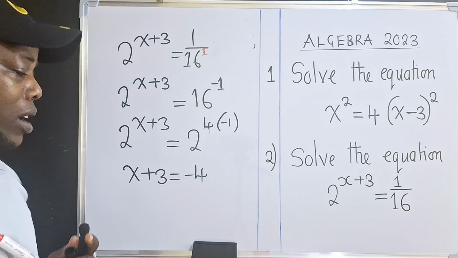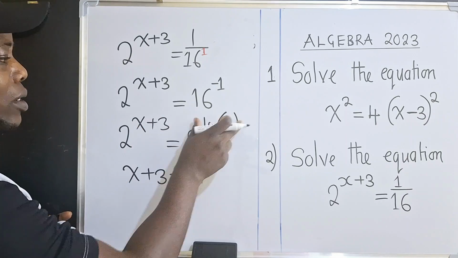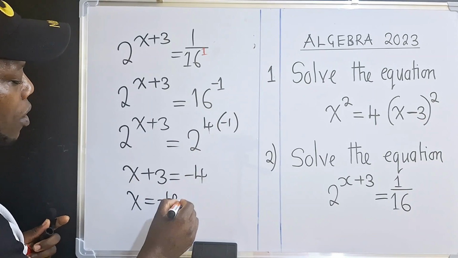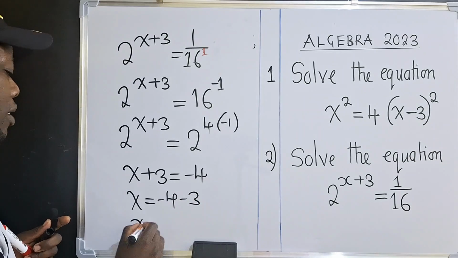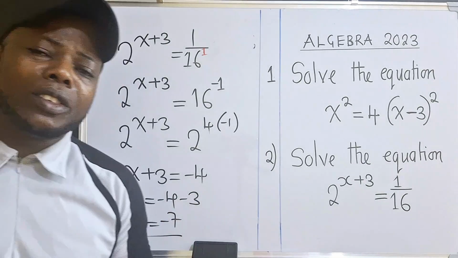4 times -1 is -4. The bases are the same, so we equate the powers. And then solve: x will be equal to -4 - 3. And lastly, x = -7. That's the value of x.